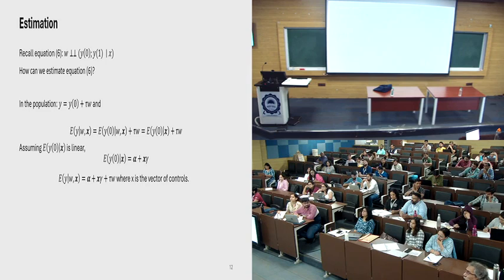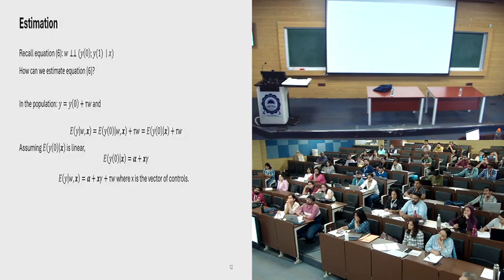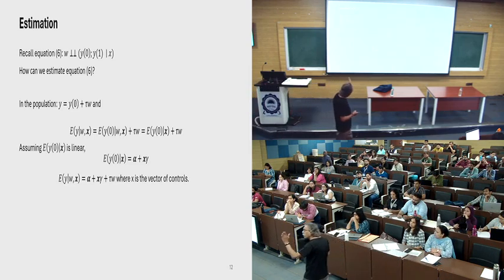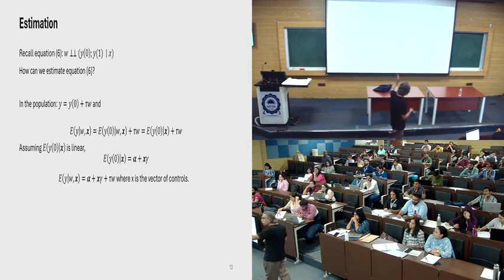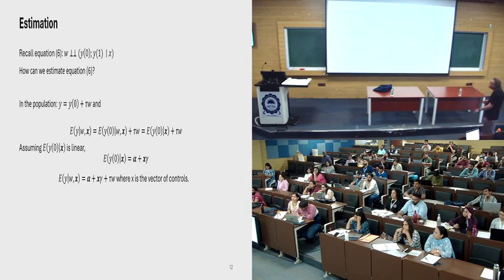So note that's the assumption. But then the question is, how do we estimate this equation, which is 6? So recall in population, y is equal to y0 plus tau w, and expected value of y given w and x is nothing but expected value of y0 conditional on w and x plus tau w. That's clear? Fine.